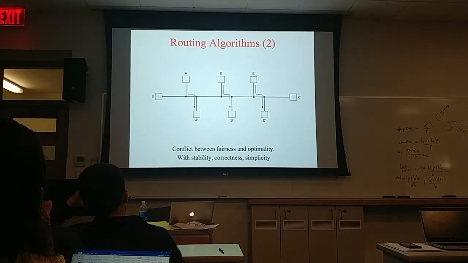One of the conflicts we have to deal with, of course, is if we pick an optimal path, we want to be a little careful because we've got to get fairness. X could be sending to X prime and essentially blocking the other guys who are crossing the path from getting any data sent. So we have to balance fairness and optimality.